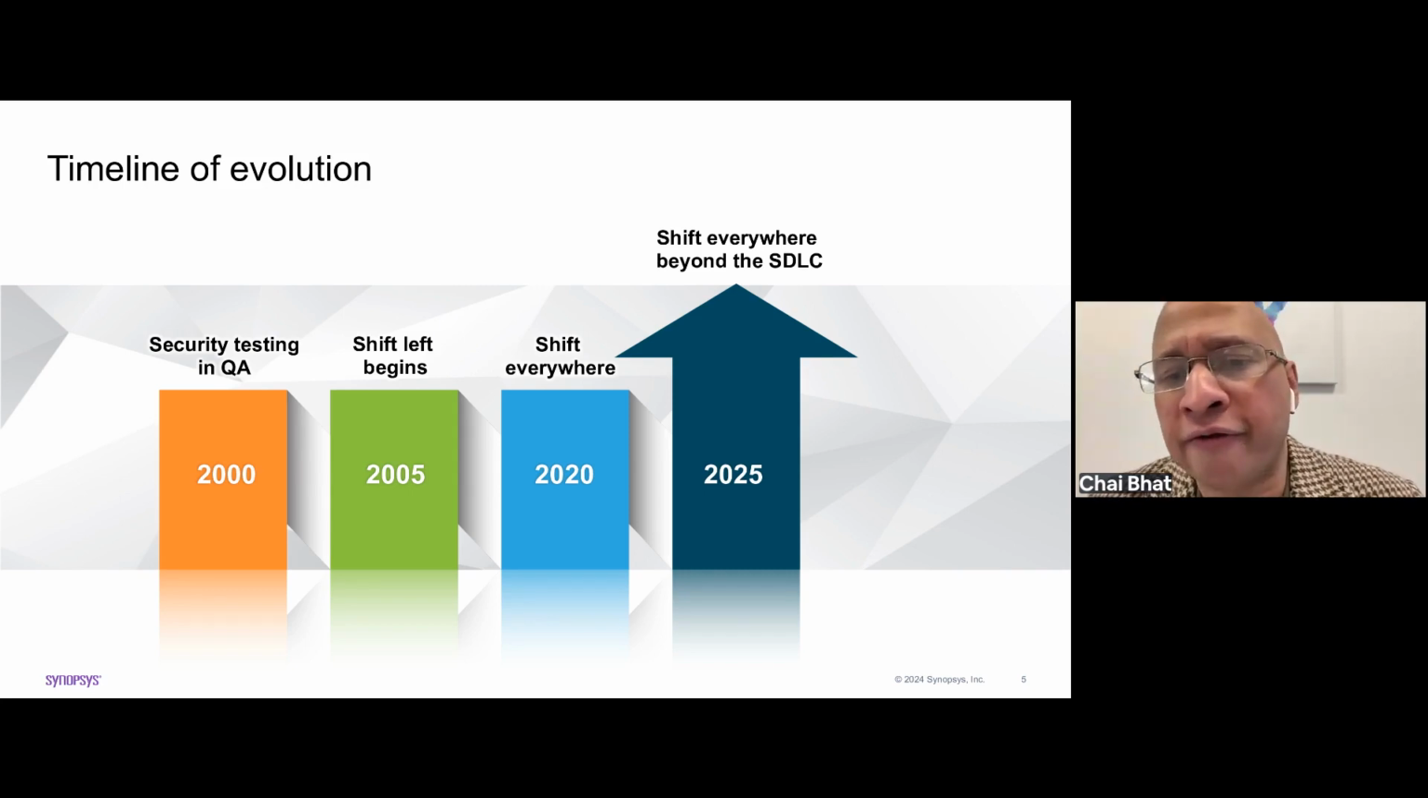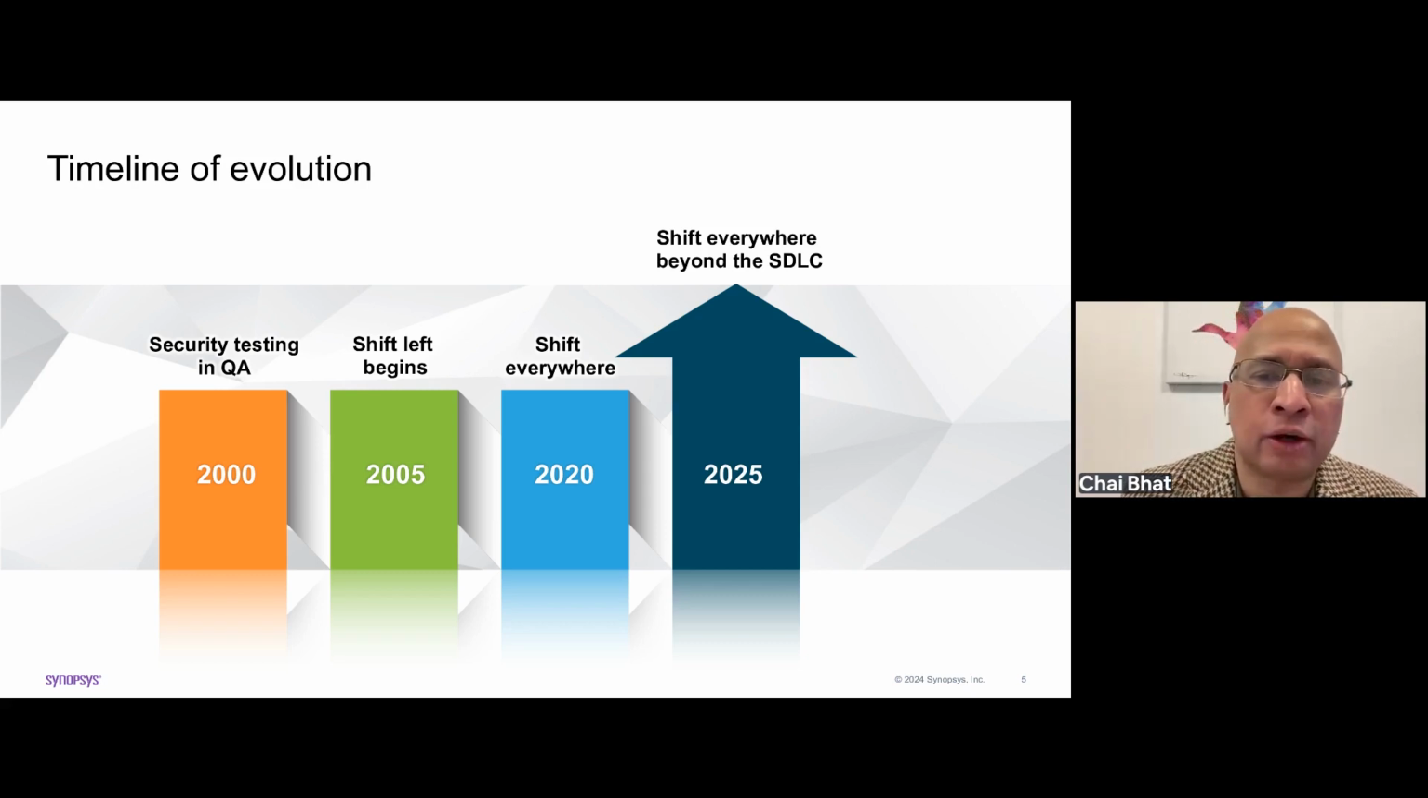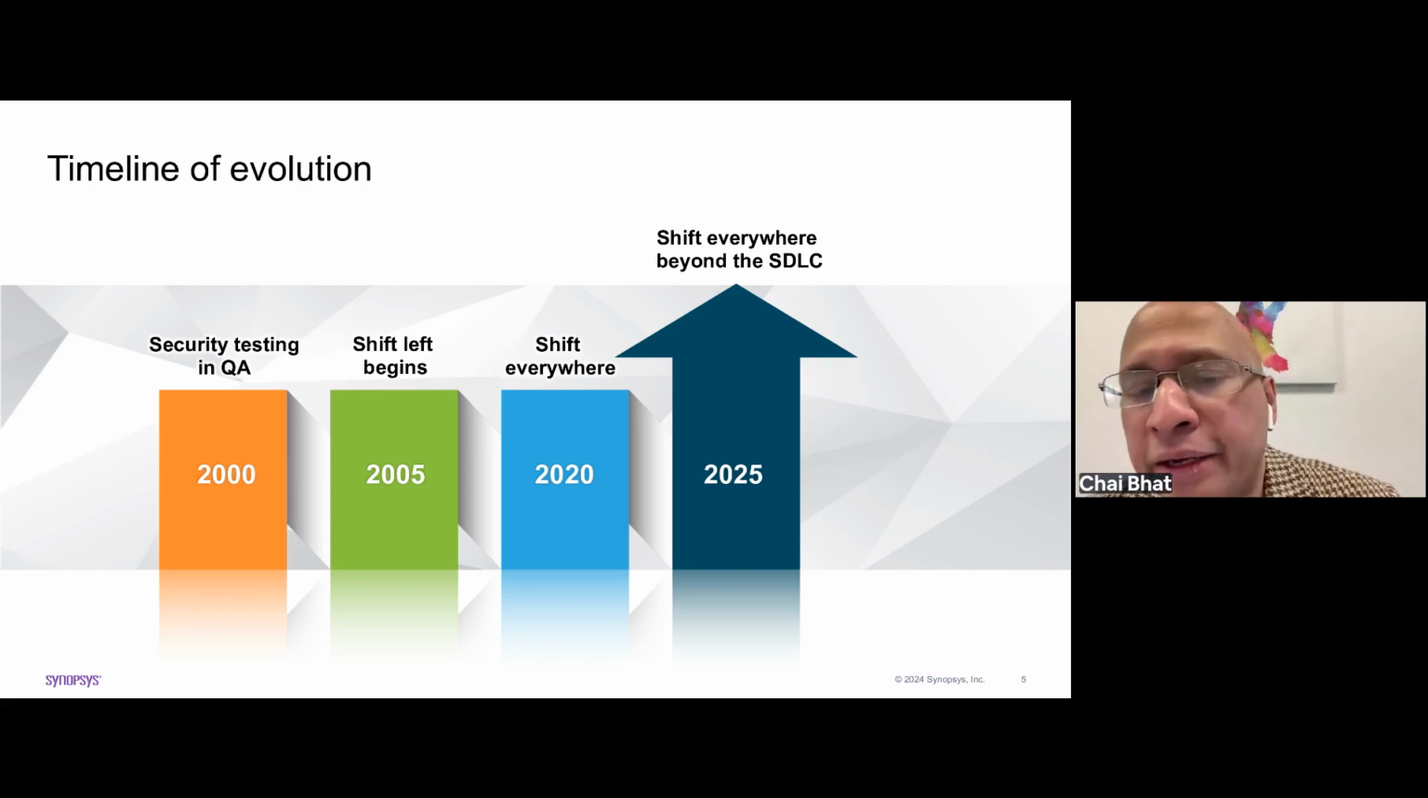Around 2005 is when people realized that, hey, maybe it's a little too late to be doing security testing in QA, because if you find vulnerabilities, defects and flaws that late in the SDLC, as you guys probably already know, it takes a lot more effort to fix them. It costs a lot of money, and it takes a lot of time to turn back and fix the flaws and the bugs that matter. So the shift left phenomenon started in 2005, and it evolved over the next 15 years.